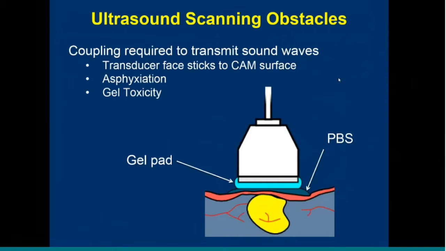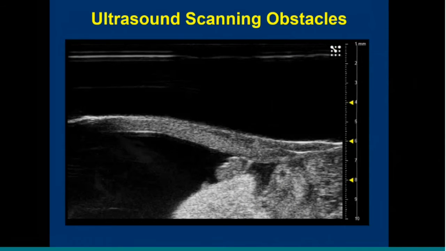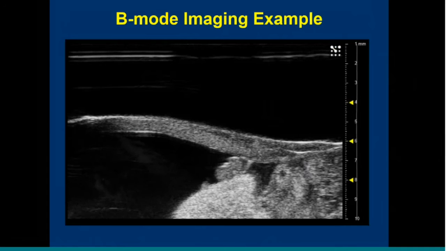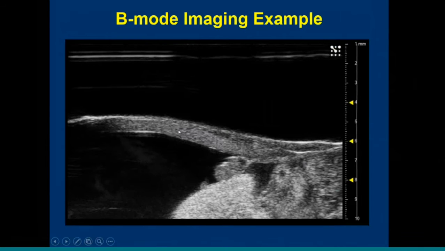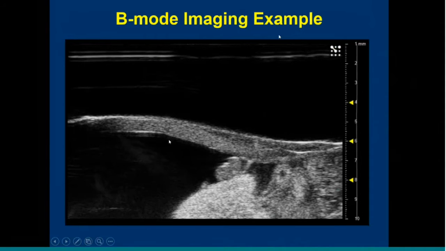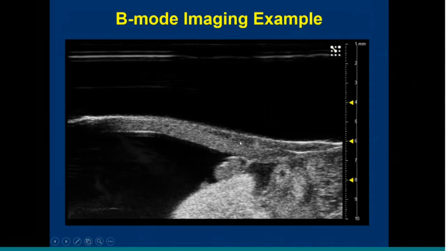So we take the transducer, we couple it to the CAM, and we get an image like this. And just to guide you here, there's no tumor in this image. This is just an image of the CAM itself. You can see that strong reflection off the bottom of the dish here. Again, it's well above any imaging region that we're interested in.